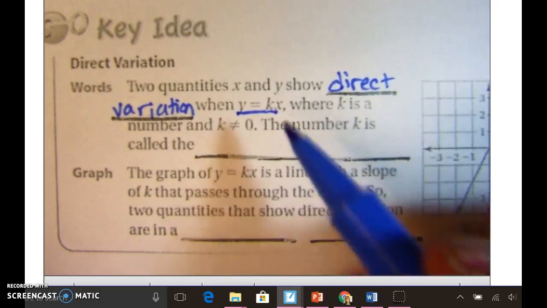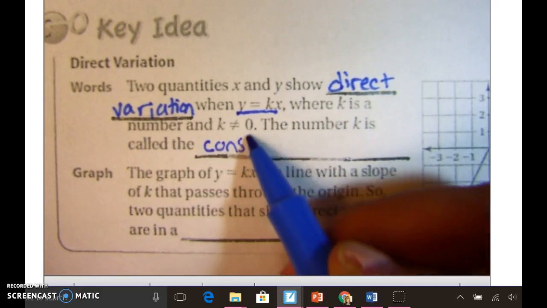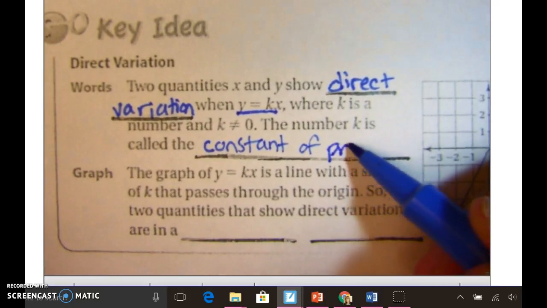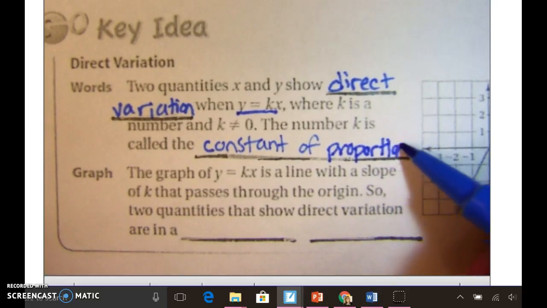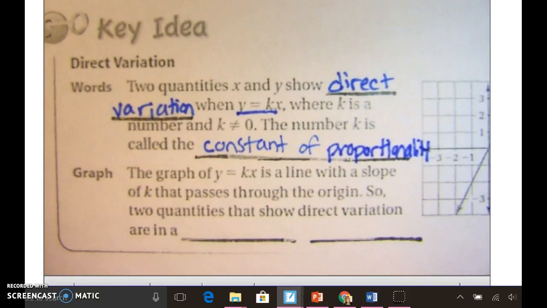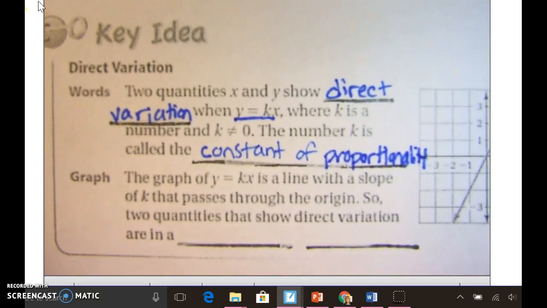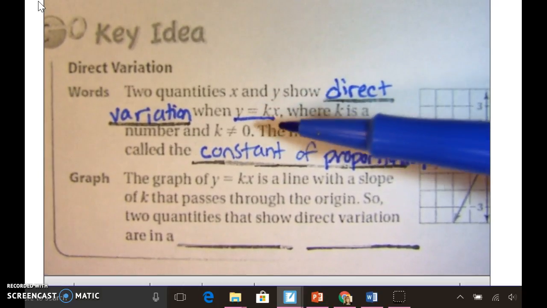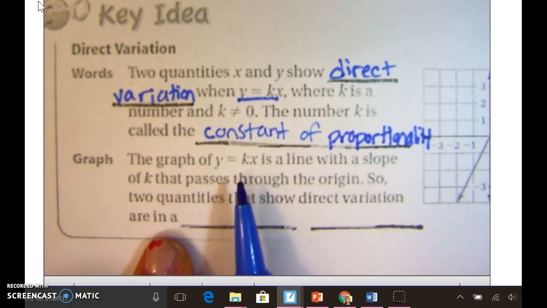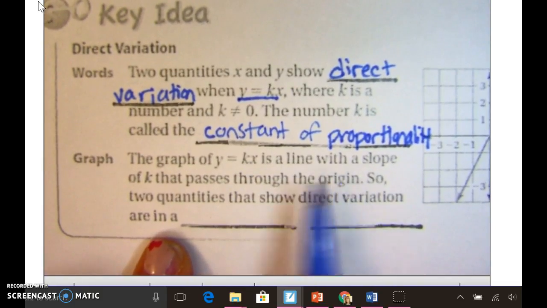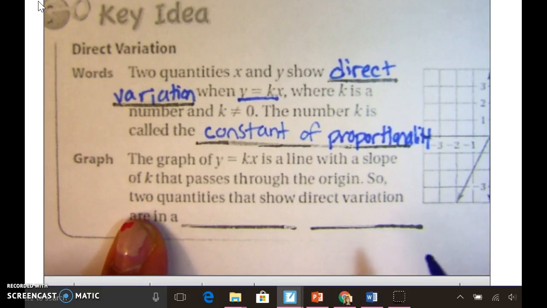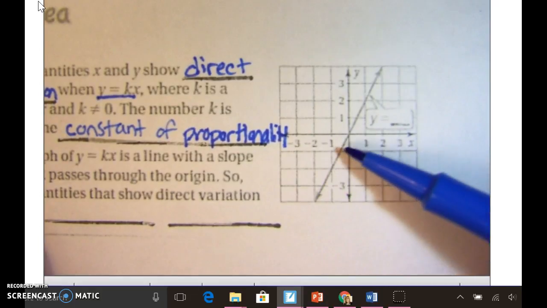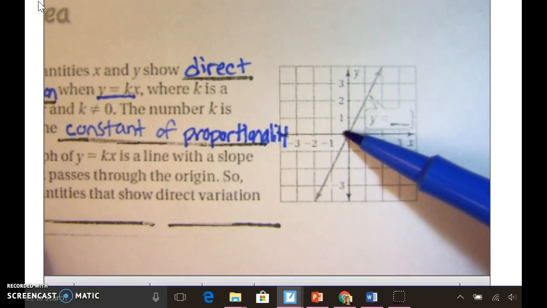The number k is called the constant of proportionality. Okay, so that basically means that x and y are changing at a constant rate of k. The graph of y equals kx is a line with a slope of k that passes through the origin. So basically, it's going to continue changing with that constant k, and it's going to go through the origin. The origin is 0, 0.